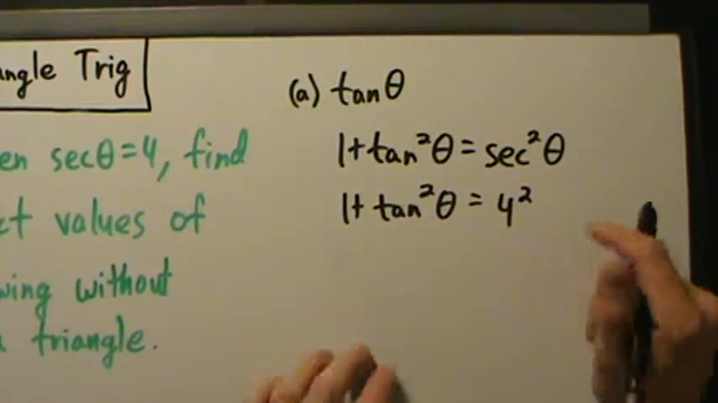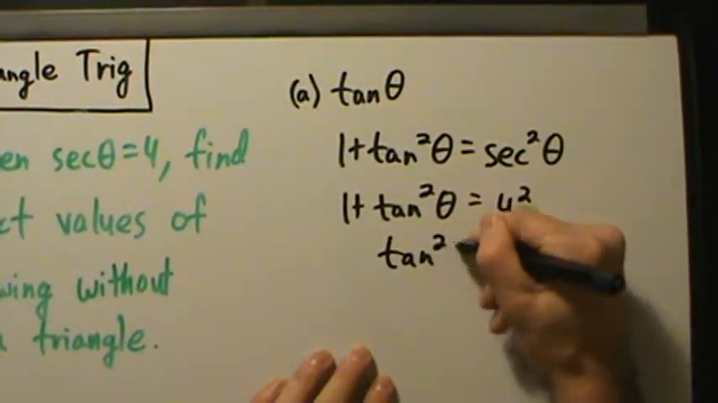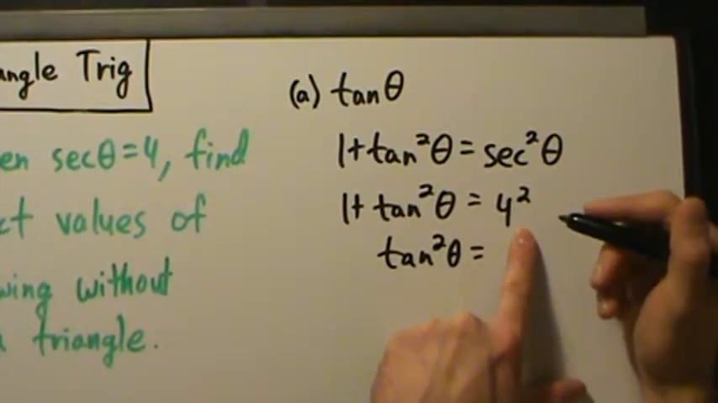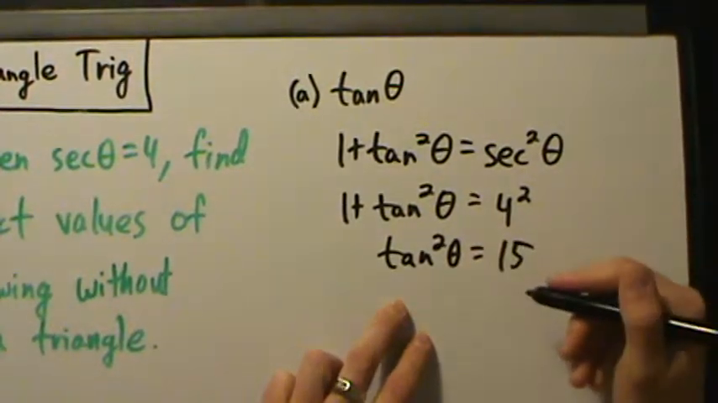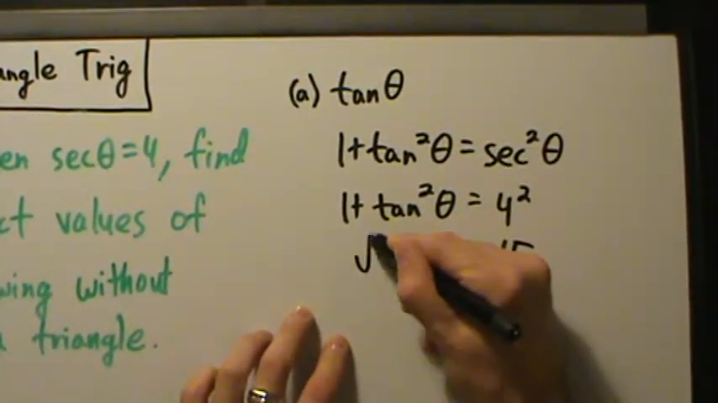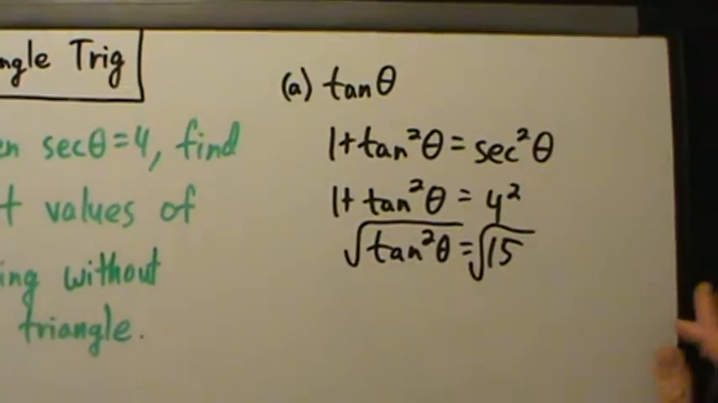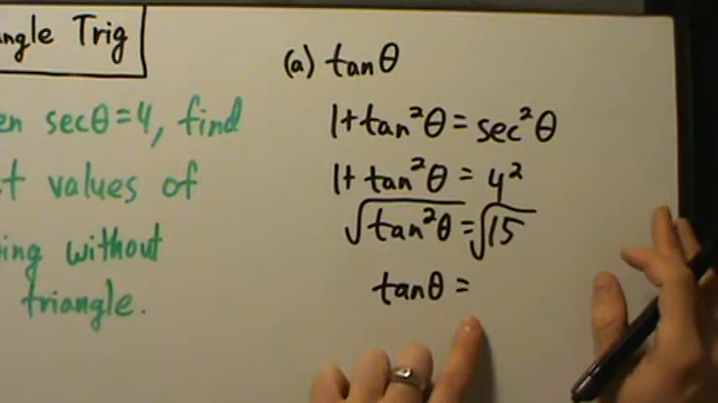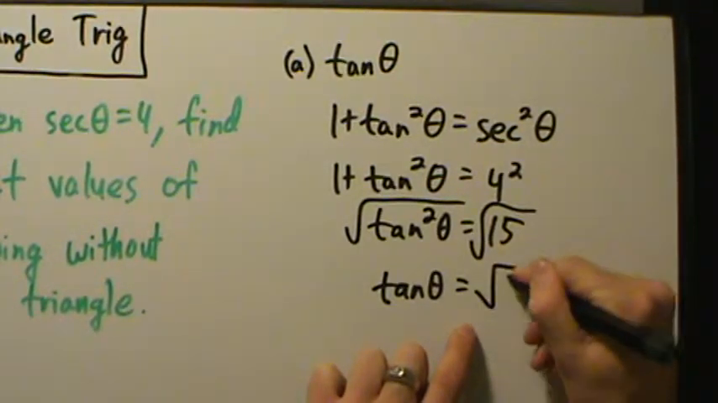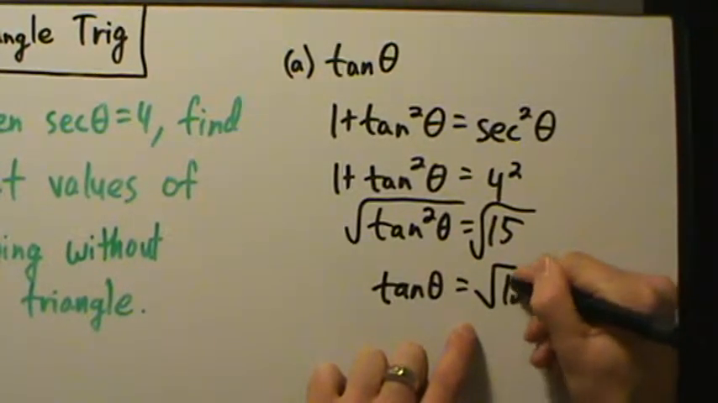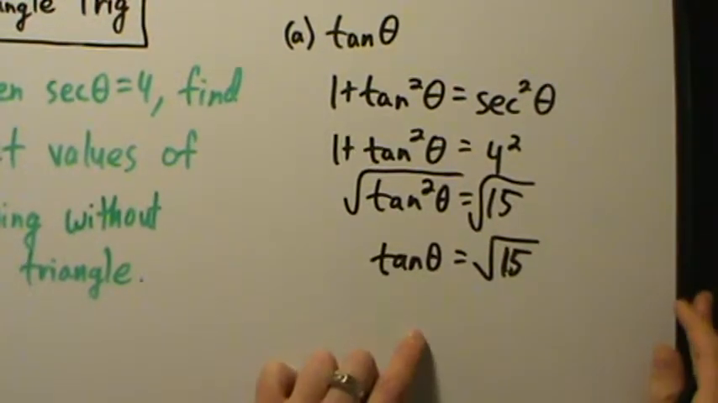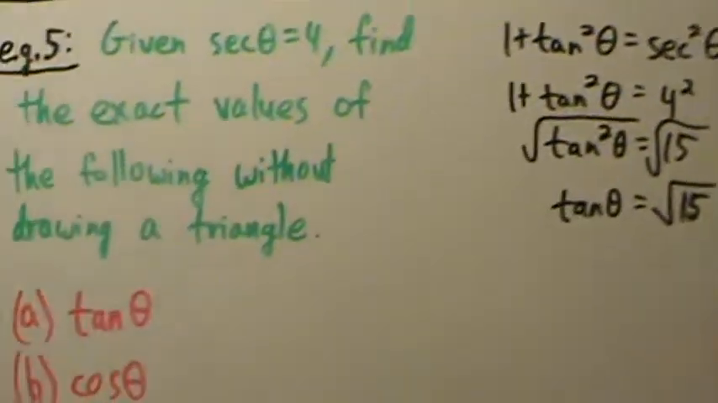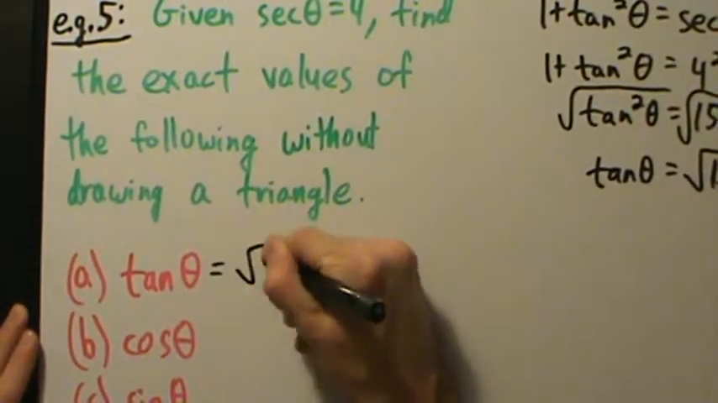Now we're just going to solve this for tangent of theta. Subtract 1 from both sides. First of all, 4 squared is 16, and 16 minus 1 is 15. So tangent squared of theta equals 15. Take the square root of both sides. There's a plus and a minus root, but what's true for acute angles is that trig functions are always positive. So tangent of theta equals positive square root of 15.